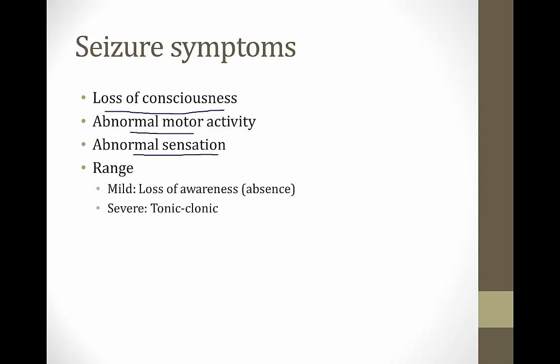And there's a range of symptoms. So there are very mild seizures where patients just become unaware of their surroundings for a few seconds or minutes. These are sometimes called absent seizures. And then a severe seizure is the classic kind of seizure you may think of where the patient collapses and begins rhythmically contracting their muscles and shaking on the ground. That's called a tonic-clonic seizure.